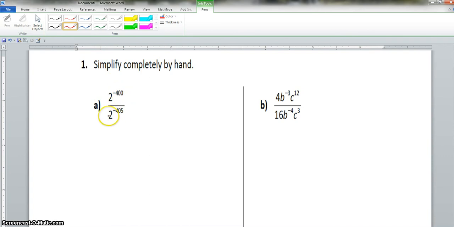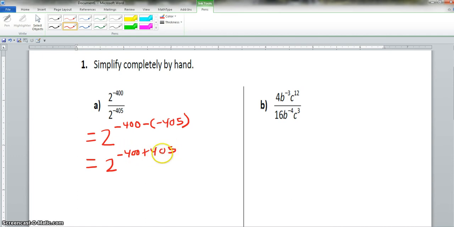We have 2 to the negative 400 divided by 2 to the negative 405. Since we're dividing with the same base, we carry the base and we subtract the exponents. We take the first exponent, which is negative 400, minus the second exponent, which is negative 405. Now we will have 2 to the negative 400 plus 405. We know negative 400 plus 405 will give us 2 to the 5th power, which is 32.